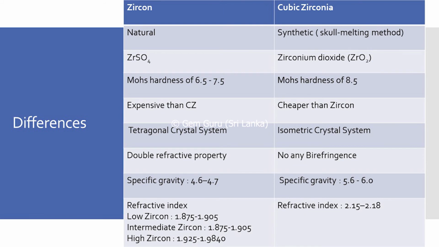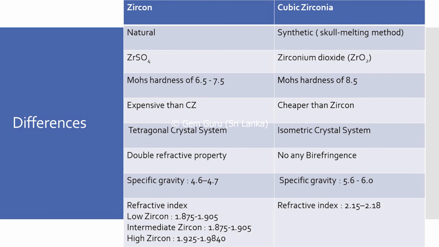When we consider the refractive index, there is a huge difference between the refractive indices. Cubic zirconia has a much higher refractive index, about 2.15 to 2.18. For zircon, we can consider the refractive index under three categories: low zircon, intermediate zircon, and high zircon.